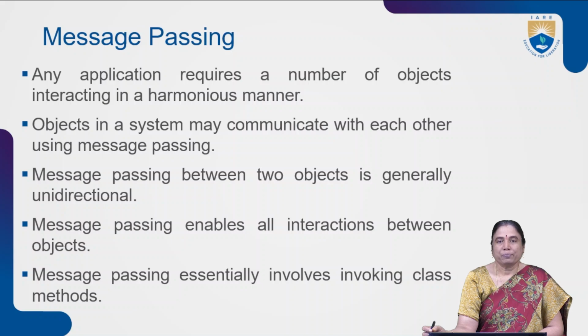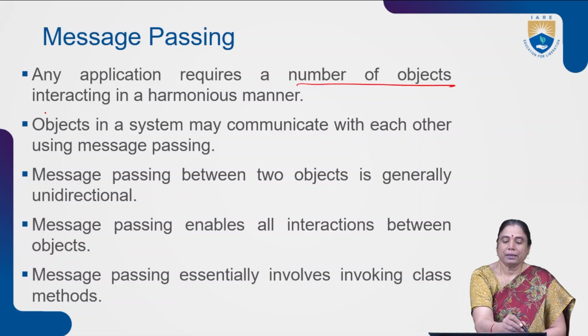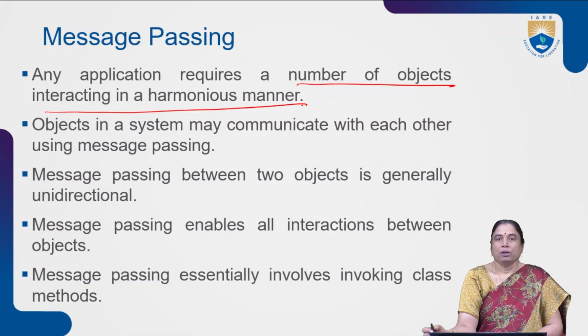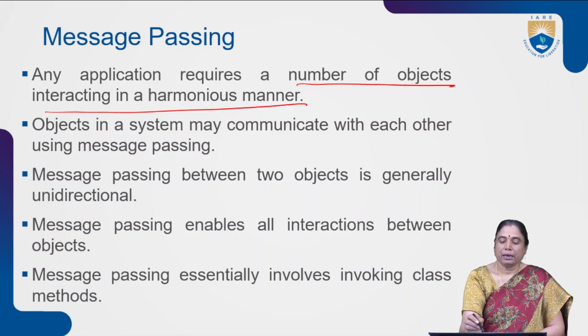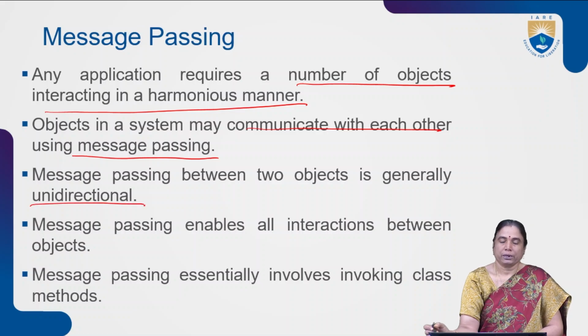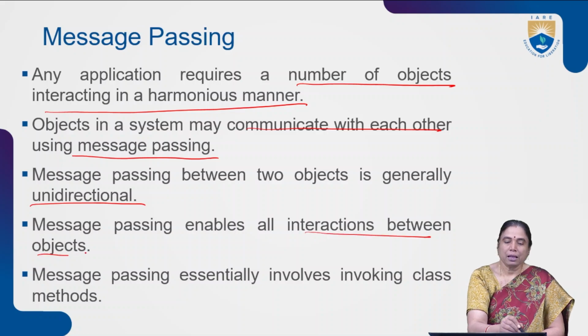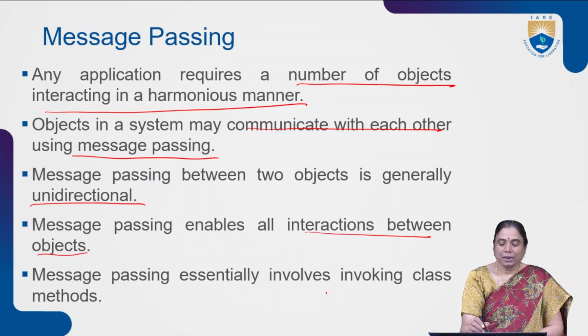Next principle is message passing. Here, any application requires a number of objects interacting in a harmonious manner. The communication between objects is only possible with message passing. Objects in a system may communicate with each other using message passing. Message passing between two objects is generally unidirectional. Message passing enables all interactions between the objects. Essentially, it involves invoking the class methods.